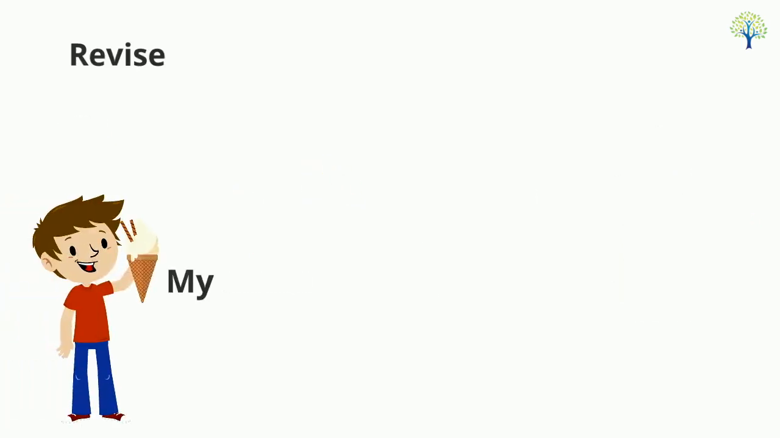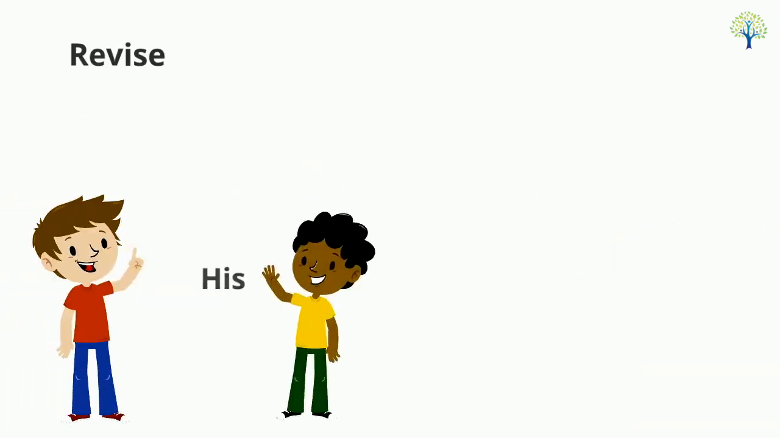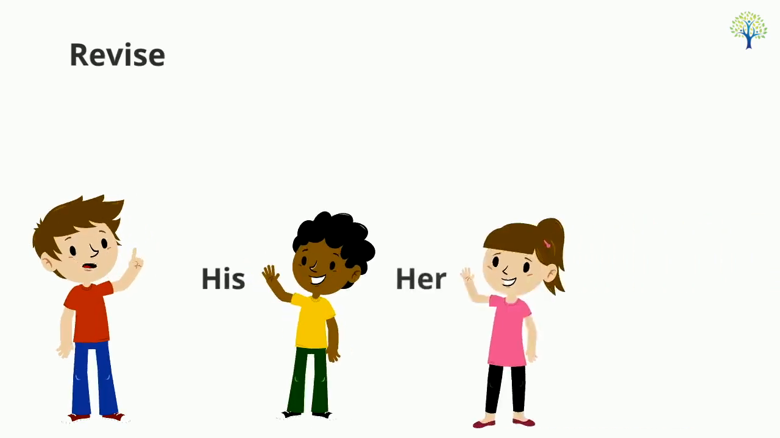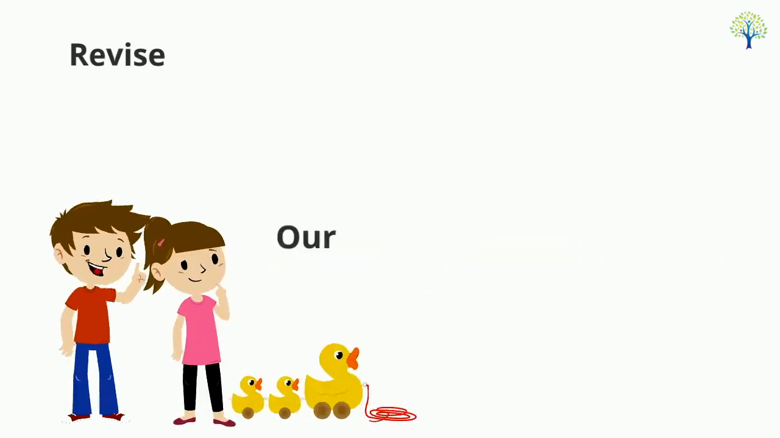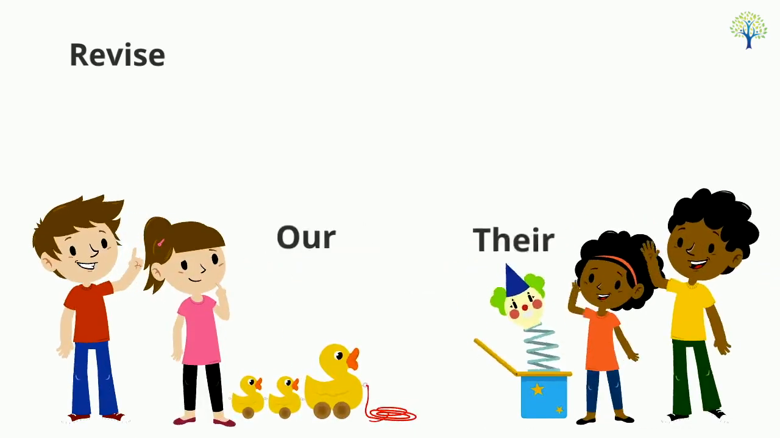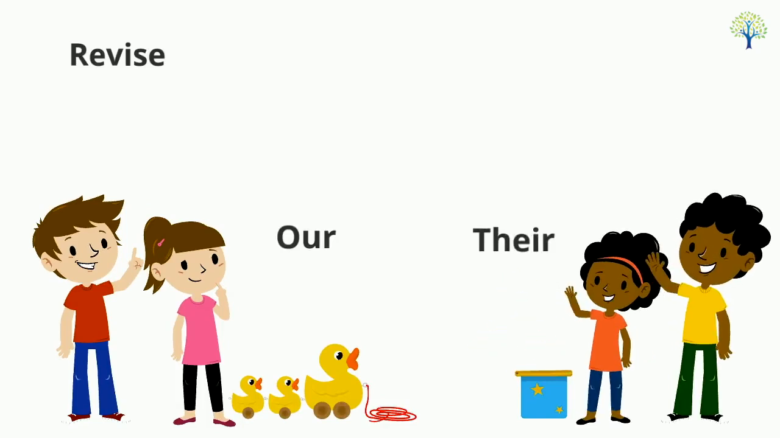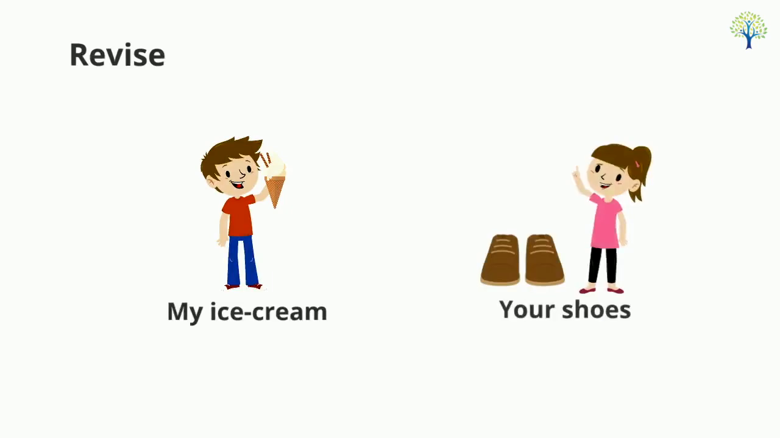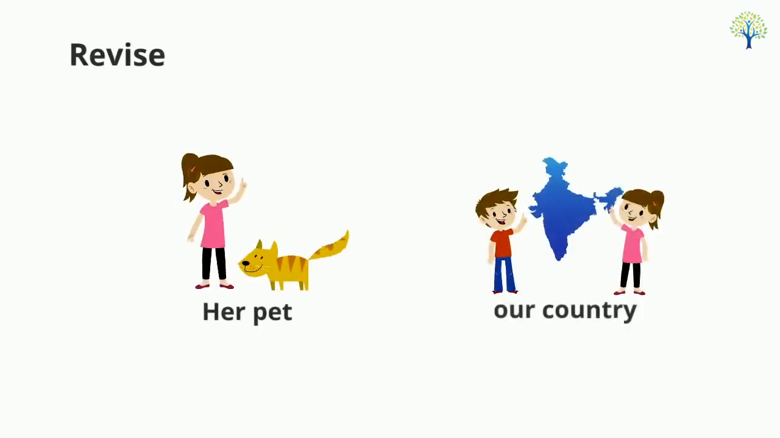My, your, his, her, our, and their are possessives. For example, my ice cream, your shoes, her pet, and our country.